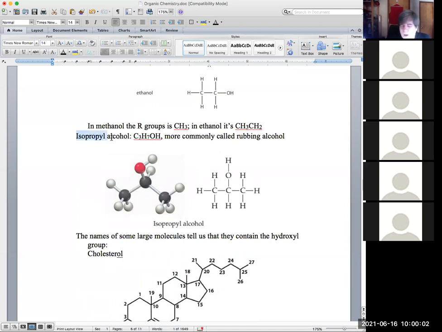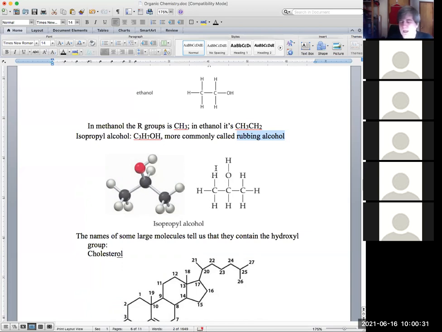Another type of alcohol that's relatively common is something called isopropyl alcohol, or rubbing alcohol. If we look at this isopropyl alcohol, here's one of those ball and stick models. Remember we said oxygen, since it burns things, is usually shown as red. Carbon atoms are black, hydrogen are white.